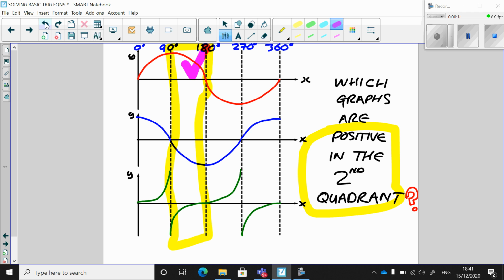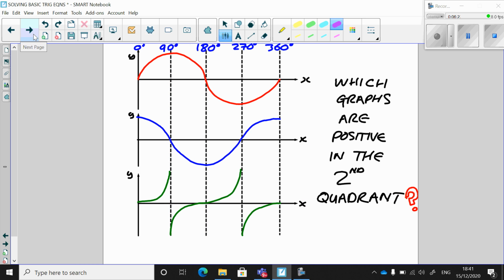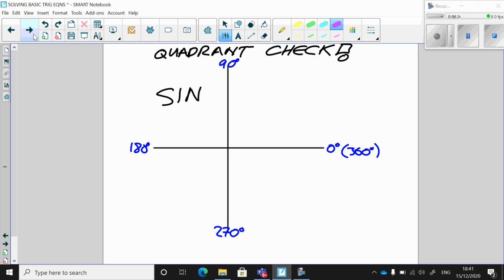In the second quadrant, when I go to my quadrant check, what I'm saying is it's only sine that yields a positive answer. So if I take an angle between 90 and 180, say 150, and I put in sine 150, I will get a positive answer. Try it in a calculator. Sine 150 gives you positive a half. That is what I'm saying here.